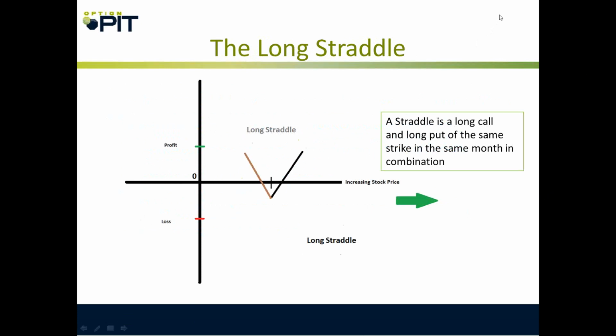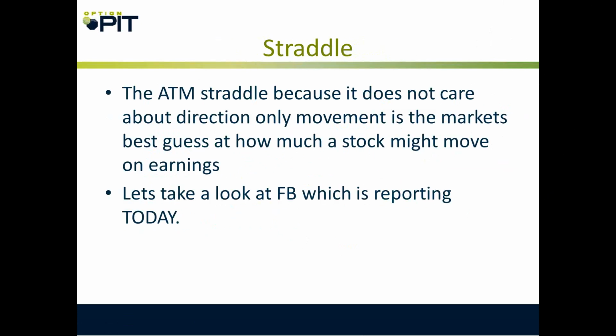A straddle is a long call and a long put on the same strike in the same month combination. And it ends up kind of looking like this at expiration. Pretty simple. So an at-the-money straddle, because it does not care about direction, only movement, is the market's best guess at how much a stock might move on earnings using weekly options.